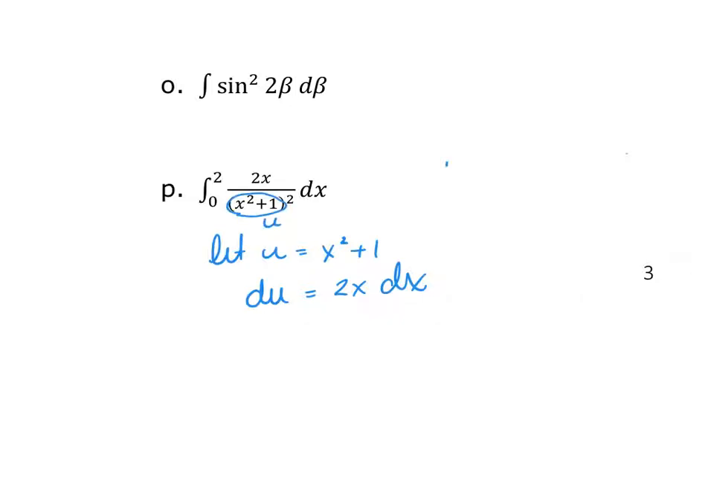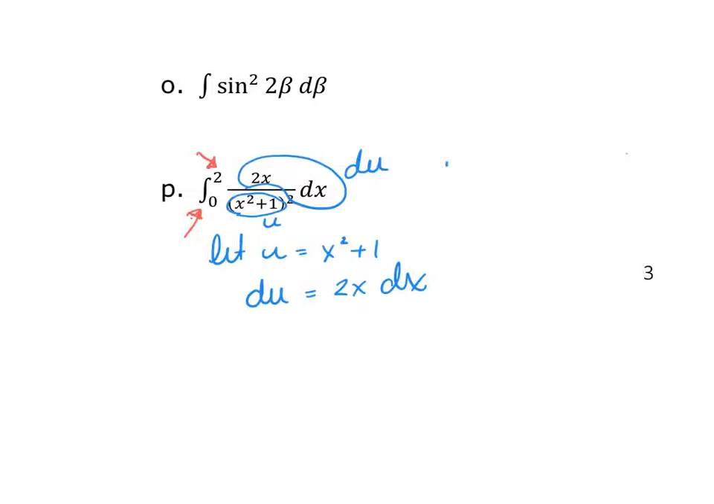Now I have a replacement for this. I replaced that with u. I'm going to replace this part with du. But I also need to deal with these limits of integration because I don't want to have to go back and resubstitute. And I don't want to write it as u sub 1, u sub 2.